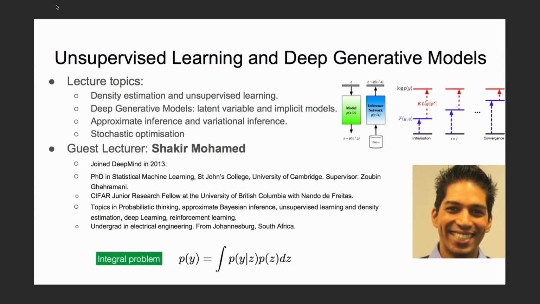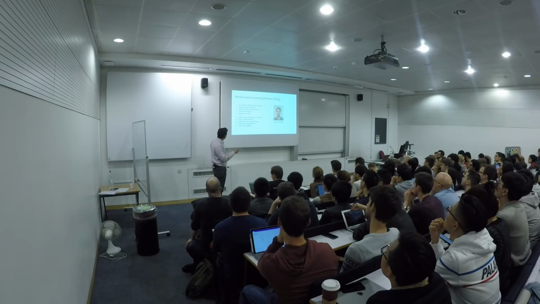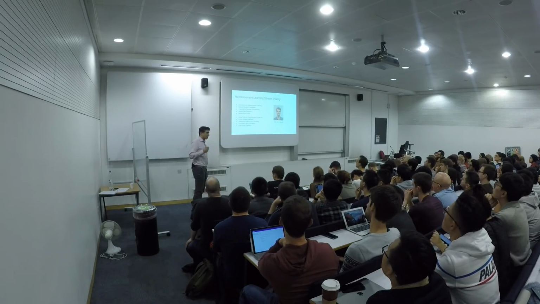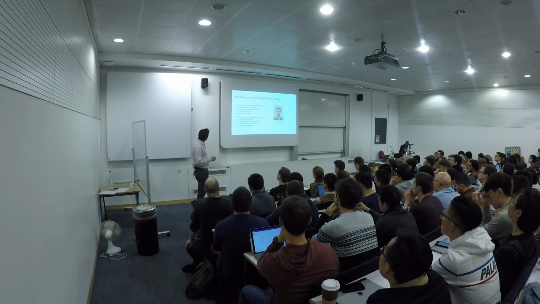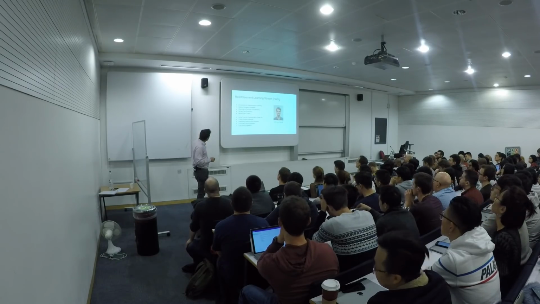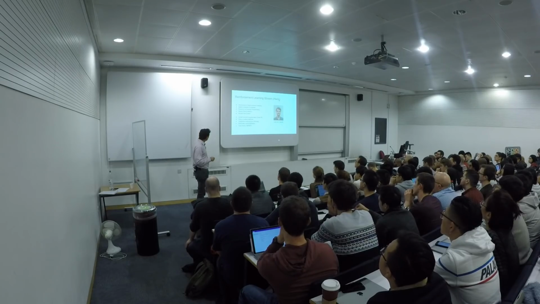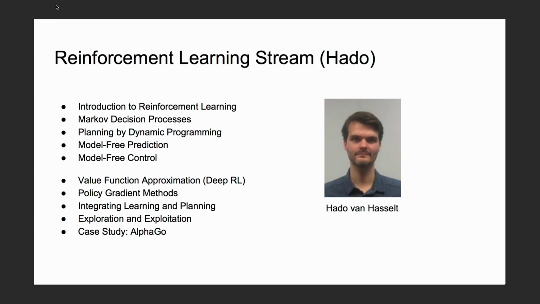Okay, then this is about the other stream, the reinforcement learning stream led by Hado. And he'll talk more about that when he starts lecturing next week. But roughly about the things he's going to talk about: an introduction to reinforcement learning, of course, discussing what Markov decision processes are, which are the underlying framework for doing reinforcement learning. He'll then go into planning and how to do planning using dynamic programming, where there's no learning aspect yet, just planning in a given model. He'll discuss model-free prediction and model-free control. He'll then discuss value function-based methods in contrast to direct policy optimization methods, and how to integrate learning and planning.